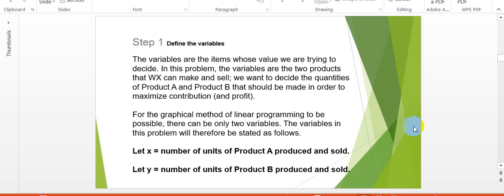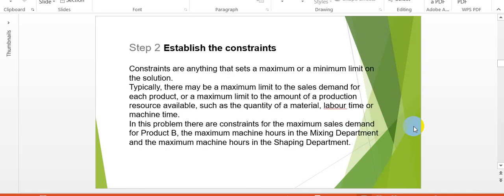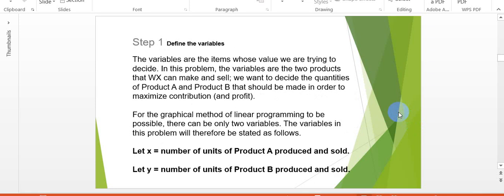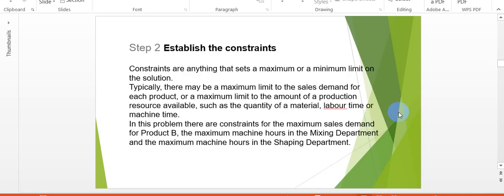Once we have defined the variables, then we establish the constraints. Please take note that even though it may seem to be a long process, under exam conditions, this is a straightforward process. You don't need to do all the explanation that we're explaining. You simply quickly define your variables and then you move to establishing the constraints.